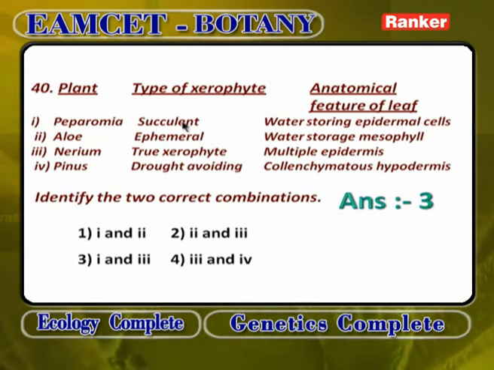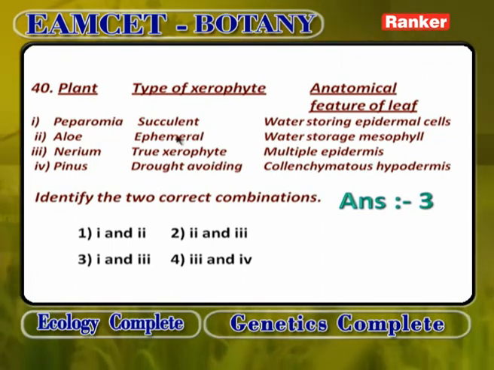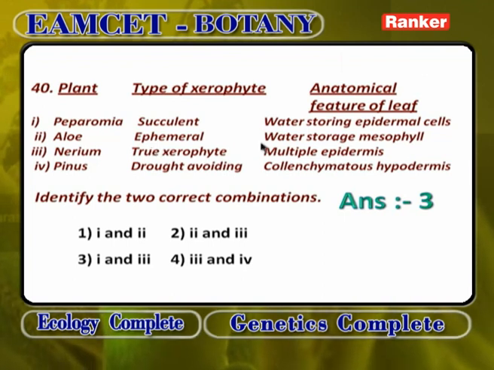Peperomia succulent, water storing epidermal cells is correct. Aloe ephemeral is wrong. Aloe is not ephemeral, it is a succulent plant. Nerium trooxerophyte, multiple epidermis is correct. Pinus drought avoiding is wrong. Pinus is a trooxerophyte. Sclerenchymatous hypodermis is correct, but it is not drought avoiding, it is a trooxerophyte.